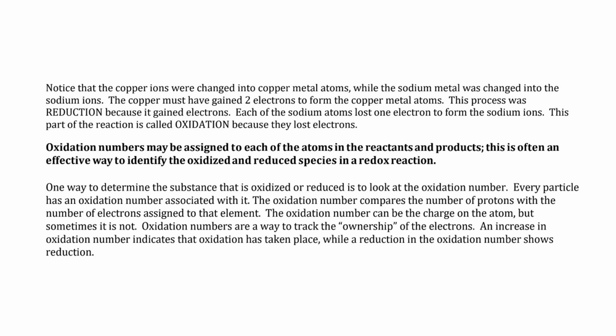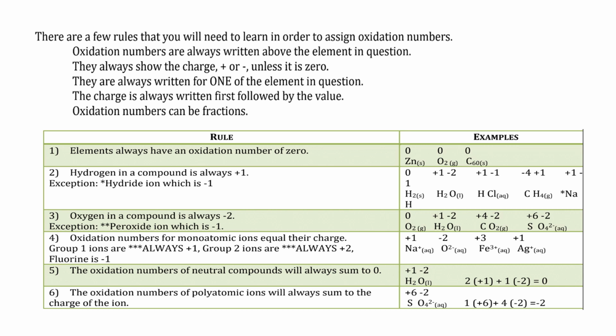So for it to go from 2 plus to form the copper metal, so 2 plus to 0, that means it had to have gained electrons, so that's reduction. And then the other one, if it loses electrons to go from a solid with an oxidation number of 0 to 1 plus or 2 plus or whatever, that means it lost electrons, so that's oxidation. So know your oxidation rules.